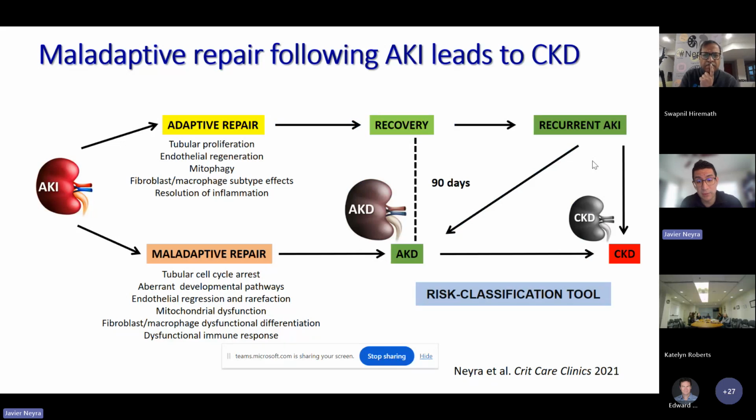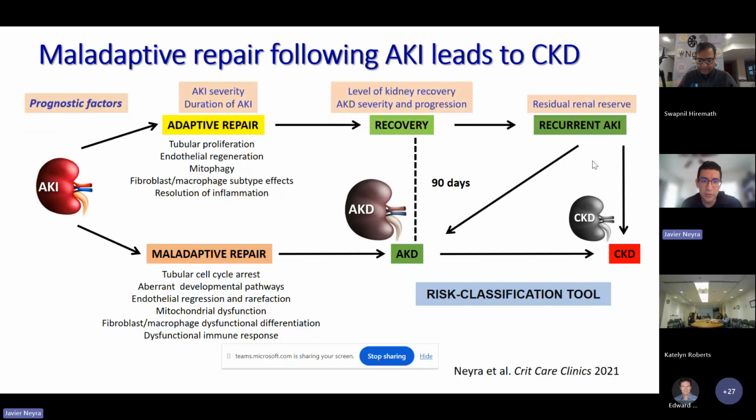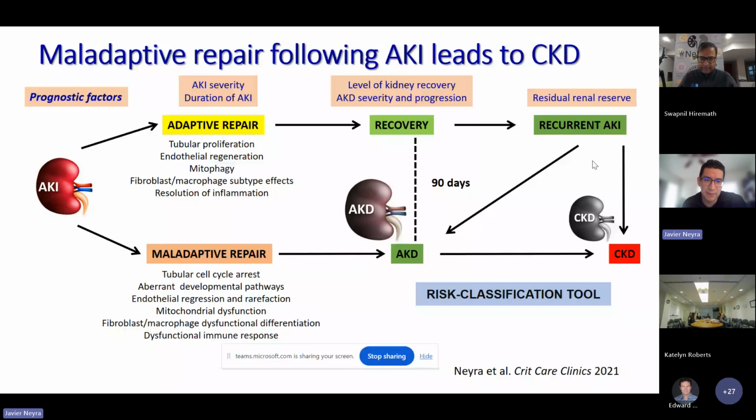Some patients are more susceptible to recurrent AKI. Some patients will transition to acute kidney disease, and then the complication of chronic kidney disease that I mentioned before. So, of course, in this milieu of conditions, a risk classification tool may be helpful. How we do it currently, we evaluate prognostic factors in patients.